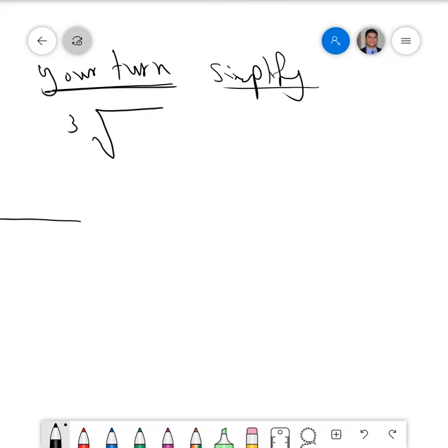Third root of 81 x to the power of 4 y to the power of 8.